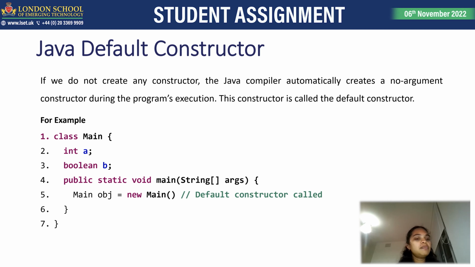That is, here the class Main, and also here the Main object. Here we created an object for the class, Main obj equal to new Main, and here the default constructor will be called.